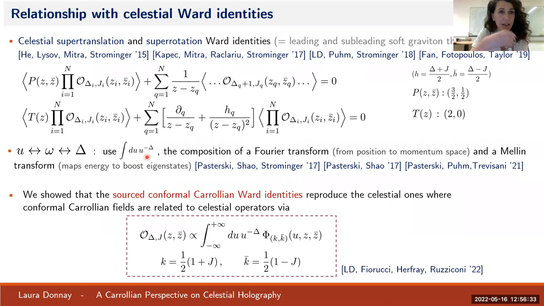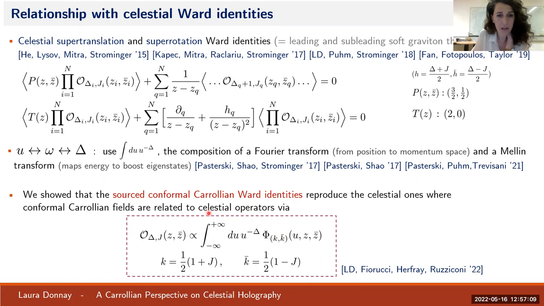And this is basically the integral that maps the celestial operators to the Carrollian objects. And so this is the precise relation. So in celestial holography, we have this curly O with the delta and the spin. They also depend on the points z and z bar on the celestial sphere. And on the right-hand side, we have these conformal Carrollian primary fields, which live on the boundary at scri. So they depend on u, z and z bar. And they have some weights, k and k bar. And you can go from one to the other.